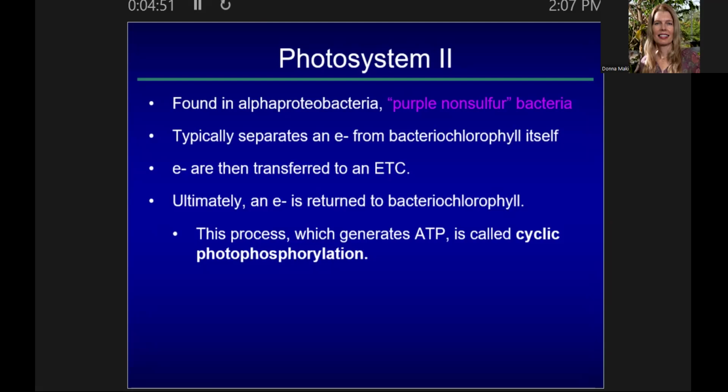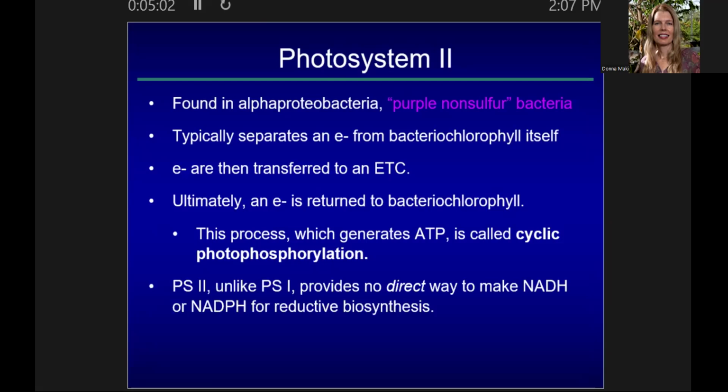Photophosphorylation just means light energy is being used to take a phosphate and stick it onto ADP, get you your ATP. So the other kind of weird thing is that if they do use just photosystem 2, they don't have a way energetically to make any NADH or NADPH. It doesn't work. So they're at a disadvantage. They can get their ATP, but directly they can't get NADH or NADPH.